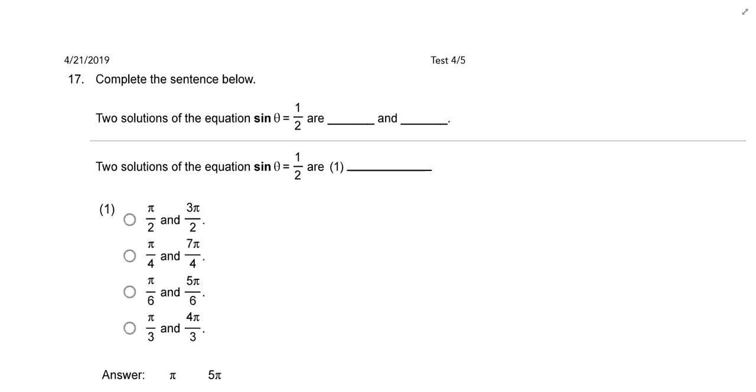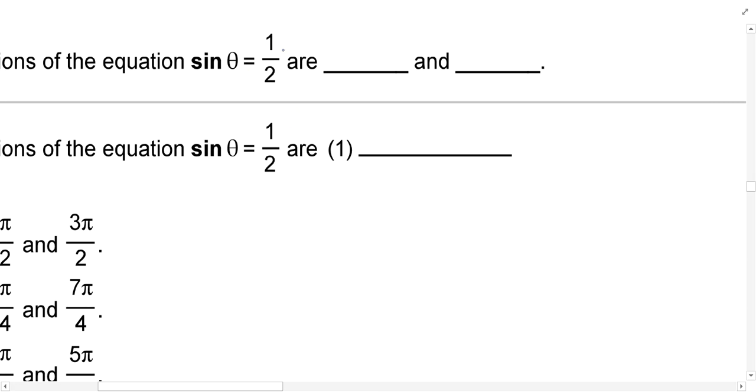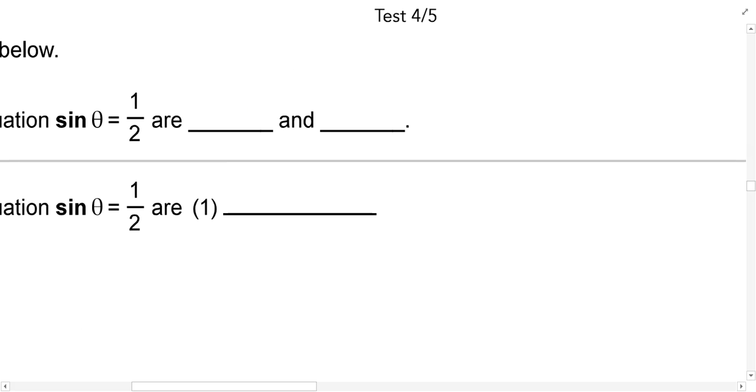Okay, moving on with the test 4-5 practice. Now we're getting into questions that involve trigonometric equations. And so right off the bat, we're asked the two solutions of the equation sine theta equals 1/2 are blank and blank. Now, most of these equations can be easy and quick to solve if you have a good understanding of your unit circle.